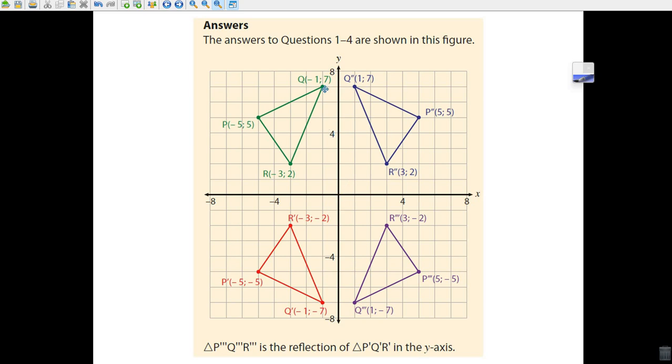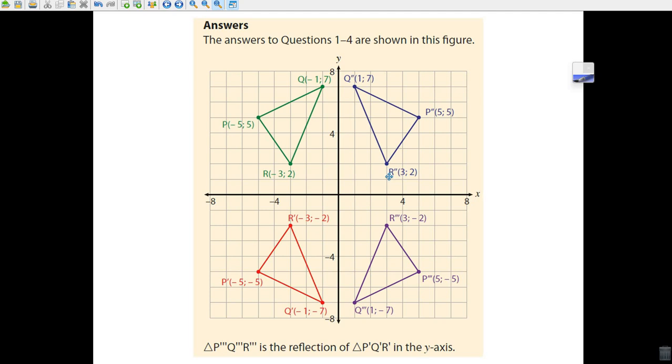The rule for reflecting in the y-axis is to take -1, the x-coordinate, and change its sign. Take the negative of -1, it becomes +1 and 7. And instead of -5 and 5, we take the negative of the x-coordinate, which becomes +5. Just change the sign of the x-coordinate. Instead of -3, make it +3.